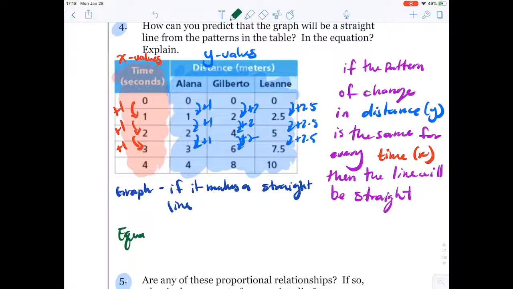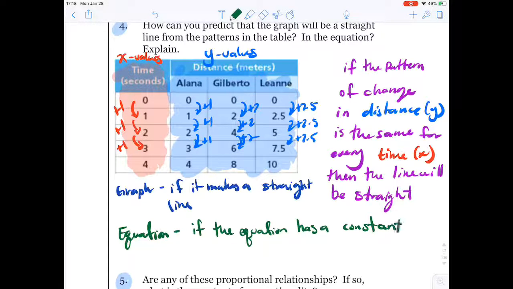so to determine if you have a straight line in an equation, you have to check to see if it has a constant of proportionality. If the equation has a constant of proportionality.